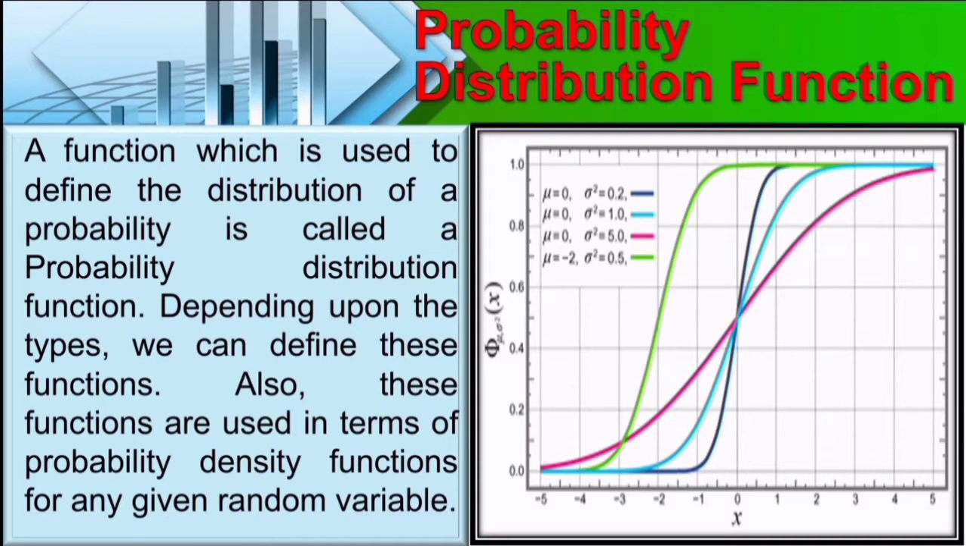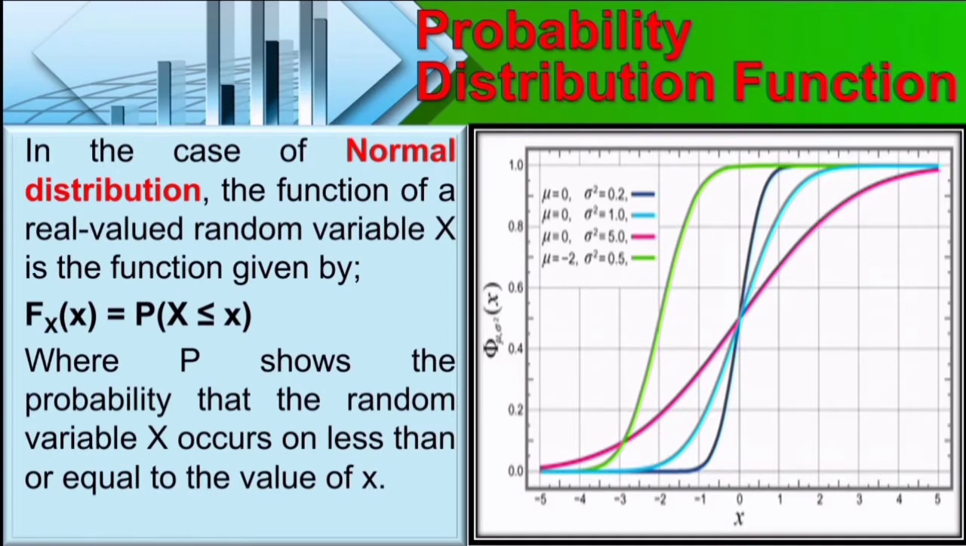Probability distribution function. A function which is used to define the distribution of a probability is called a probability distribution function. Depending upon the types, we can define these functions. Also, these functions are used in terms of probability density functions for any given random variable. Normal probability distribution function. In the case of normal distribution, the function of a real valued random variable capital X is the function given as follows, where P shows the probability that the random variable capital X occurs less than or equal to the value of small x.